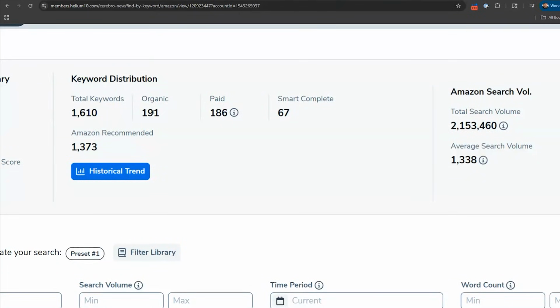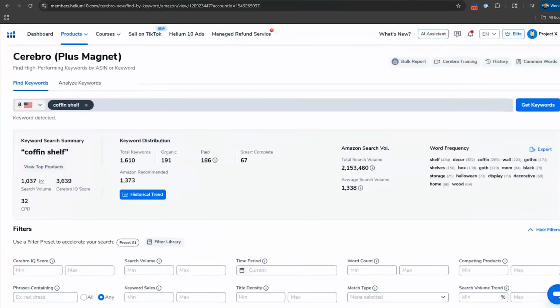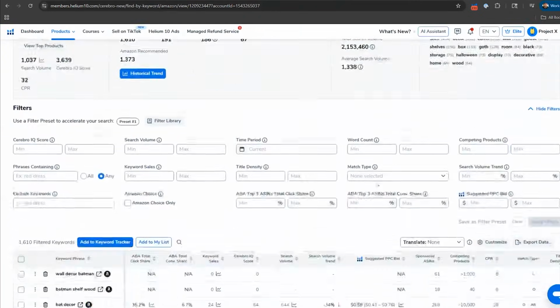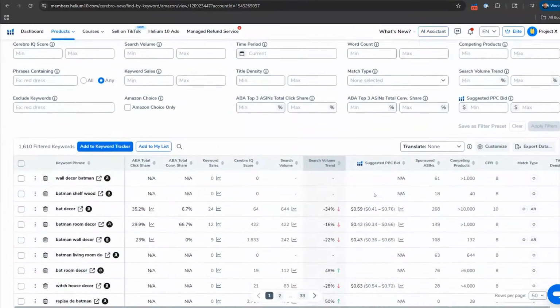There's 191 organic keywords, 186 paid. These are keywords related to the seed keyword in organic or paid. And Smart Complete is super cool. Smart Complete is one of my favorite things. I'm going to show you what that is in a second. Whatever keywords you're looking at here on the screen, it's going to total up the total Amazon search volume. So all of these 1,600 keywords have a total of 2,000 search volume.